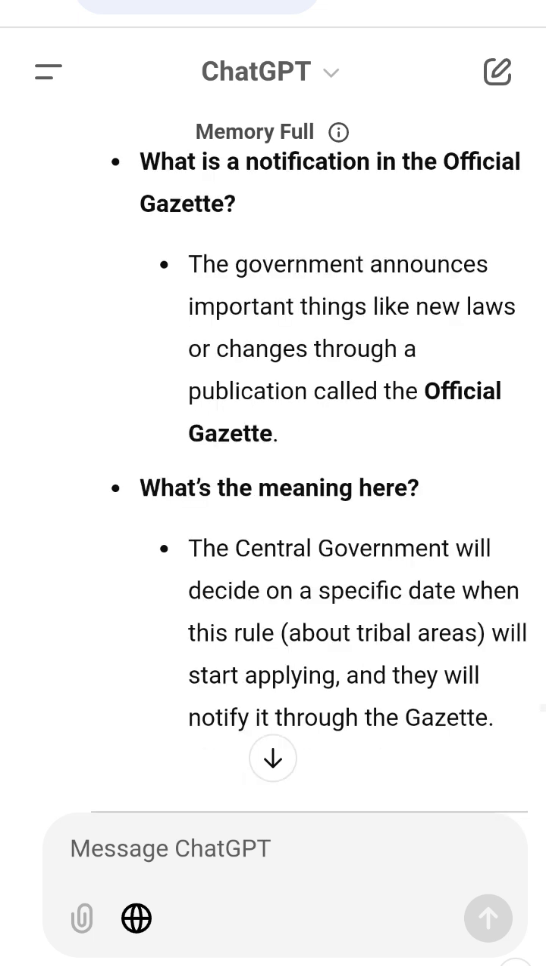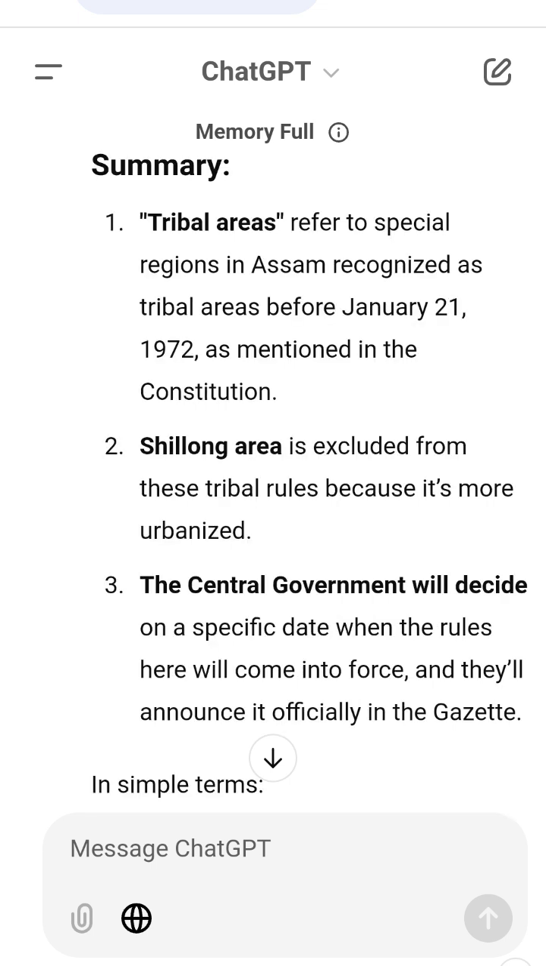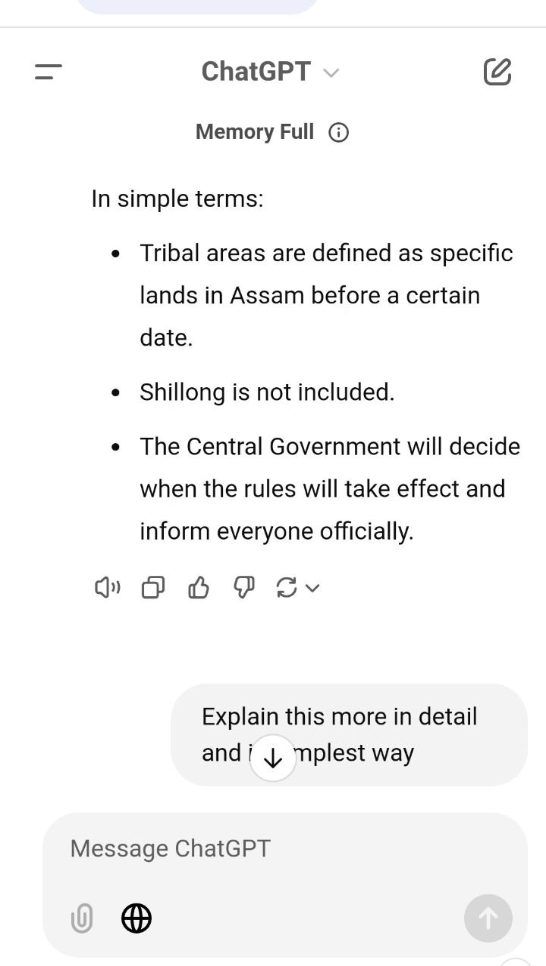In simple terms, tribal areas are defined as specific lands in Assam before a certain date. Shillong is not included. The central government will decide when the rules will take effect and inform everyone officially.